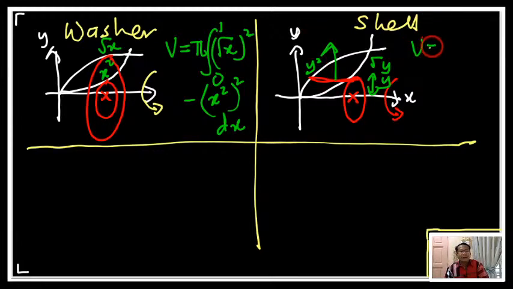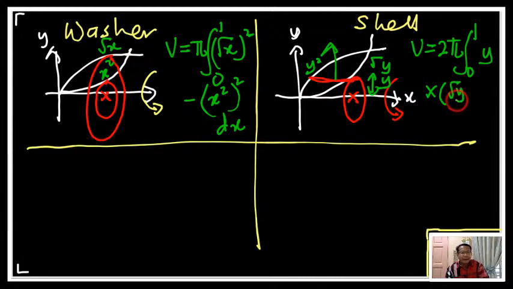So V is equal to, for a cylinder, 2 pi, 2 pi integral from 0 to 1. And then you have r. r is y. Times the height. Height is sec y minus y squared. And dy.